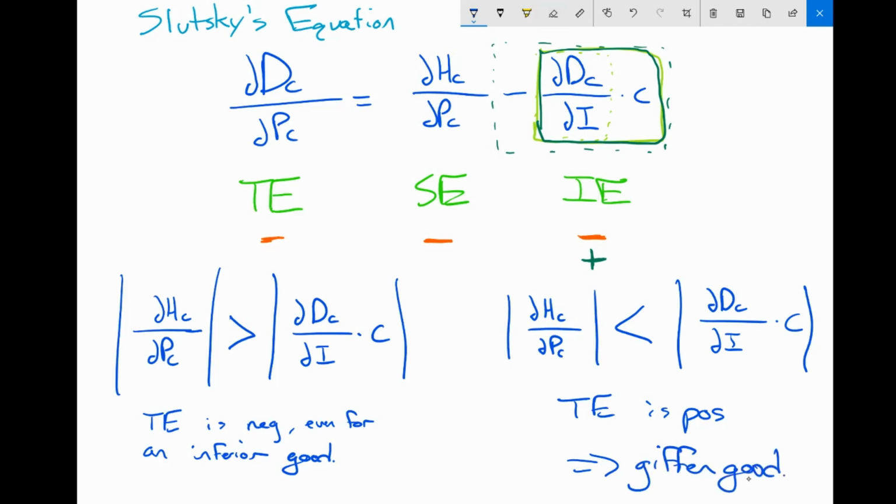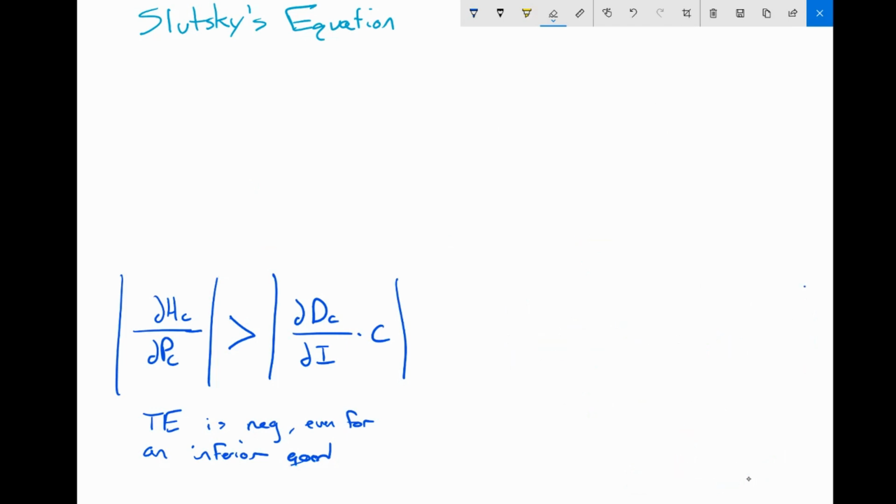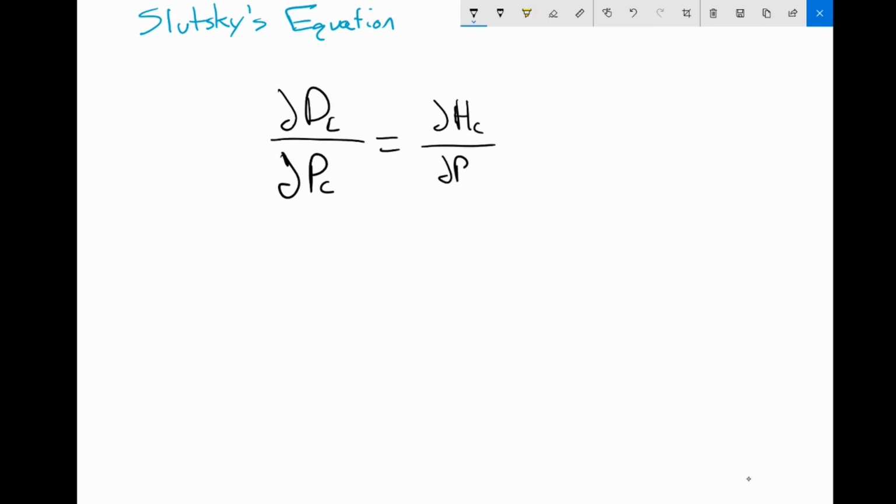Okay, so with all that said, let me clarify one last thing. I'm going to try to make this really clear on Giffen goods, and then we're going to be done for this lecture. When we meet in class, we're going to talk about Giffen goods, so I want to make sure we understand it mathematically. So here's the Slutsky equation. Total effect equals substitution effect, and we've got our income effect here.